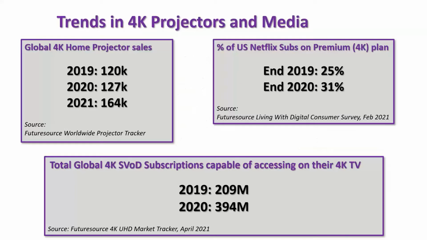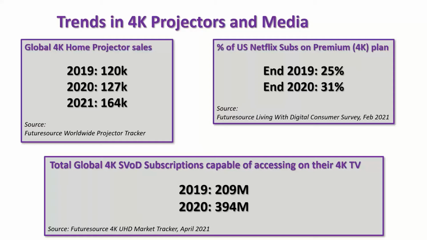Let me give you an idea of some of the trends that are going on with projectors, an interesting part of the market. In 2019, there were 120,000 global 4K home projector sales. In 2020, that increased slightly to 127,000. 2021 is projected to be 164,000. That's quite an uptick. If we're looking at content in the upper right, the percentage of US Netflix subs that can get the premium 4K plan, by the end of 2019, it was 25%. By the end of last year, 31%. So there's an increased interest in watching 4K at home.